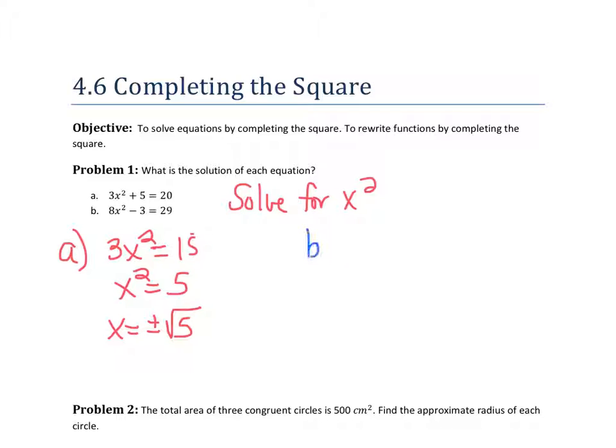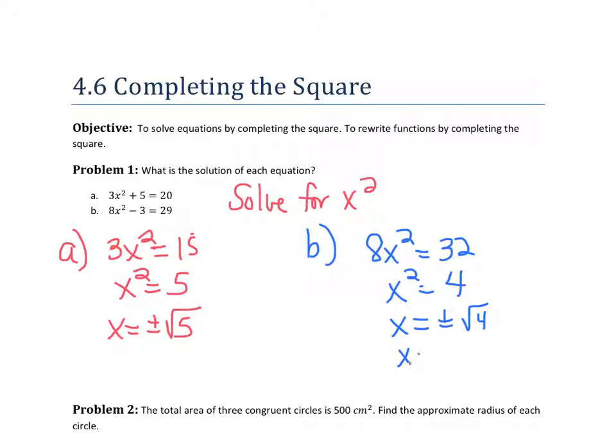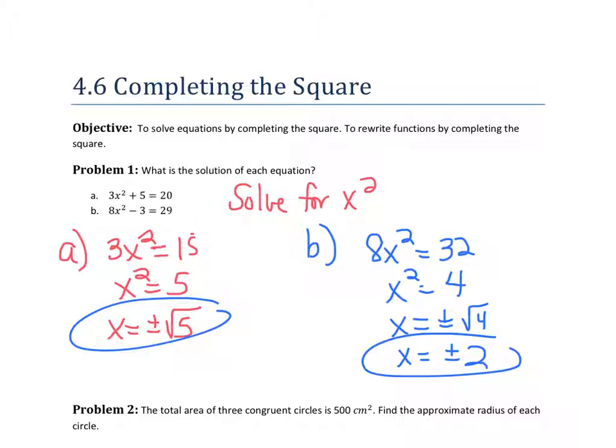Second equation. First of all, I'm going to add 3, making it 8x squared equals 32. Divide by 8, x squared is equal to 4. And then I need to take the square root of 4, which would be a positive 2 and negative 2. Okay, good. So again, we have two solutions for that one. Don't forget that positive, negative.